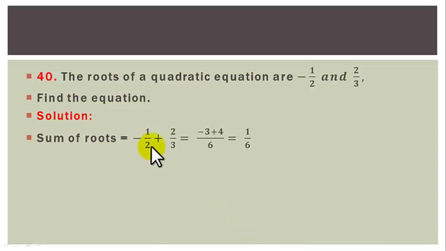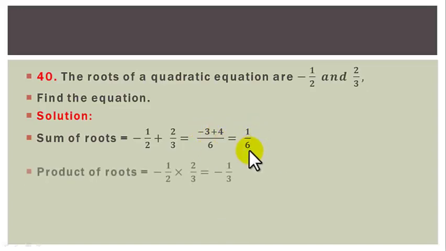The LCM of 2 and 3 is 6. So 6 divided by 2 will give us 3, times -1, that will give us -3, plus 6 divided by 3 is 2, 2 times 2 is 4. And this will give us -3 plus 4 is 1, all over 6.